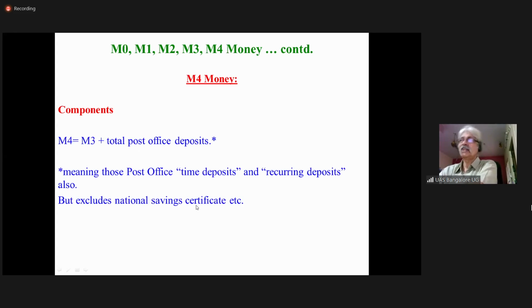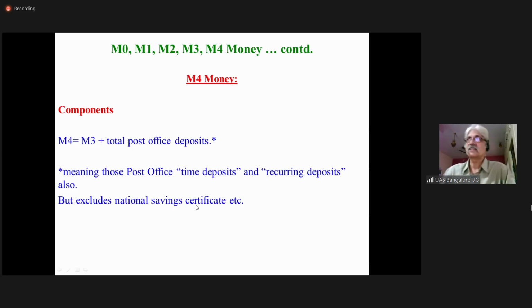National savings certificates: earlier the rate of interest was around 14%. So in 5 years time period, the money that we invest in national savings certificates used to get doubled.